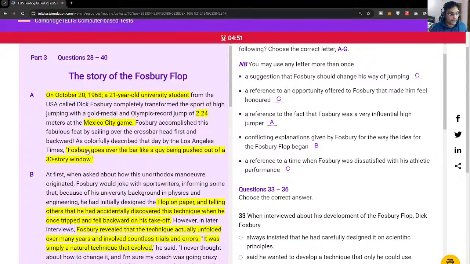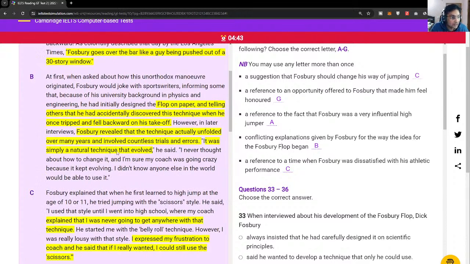A. You see? Conflicting explanations given by Fosbury for the way the idea for the Fosbury flop began. At first, when asked about his unorthodox method, this is the first explanation, this is the second explanation, and this is the third explanation. There are 3 conflicting explanations, and they are plural, minimum 2 or more.